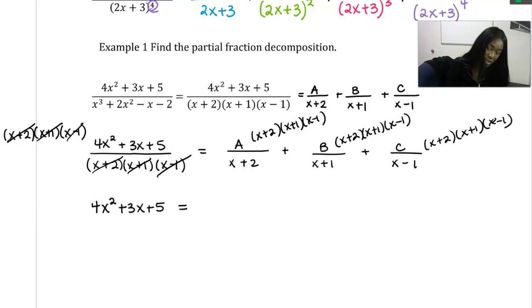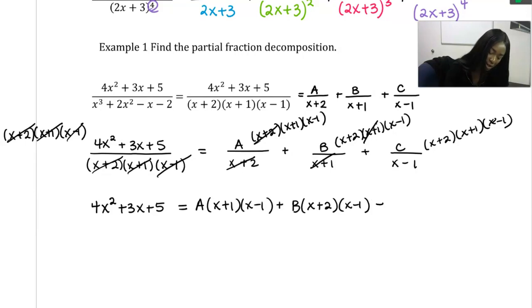When we go to the fraction with the a, what will cancel? The x plus 2, because the x plus 2 in the bottom will cancel with the x plus 2 that's in the top. And it will leave us with a times x plus 1 times x minus 1. When we go on to the fraction with the b, now only the x plus 1 will cancel because b had an x plus 1 in the denominator. So b stays with an x plus 2 times an x minus 1. And then we go on to the one with the c, and the x minus 1 cancels, and we have c times x plus 2 times x plus 1.